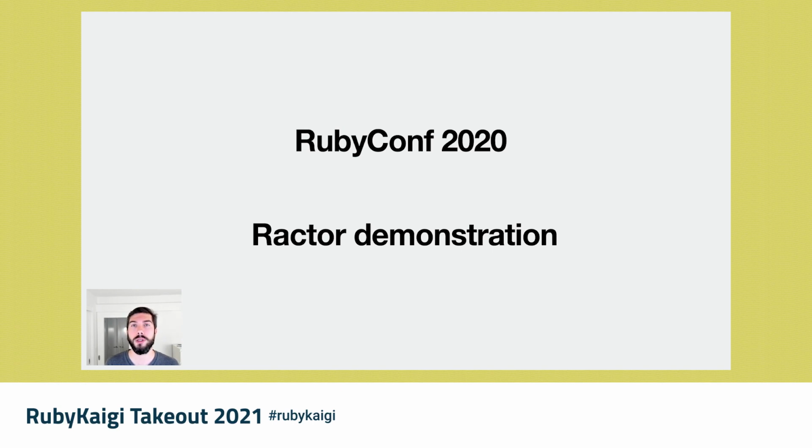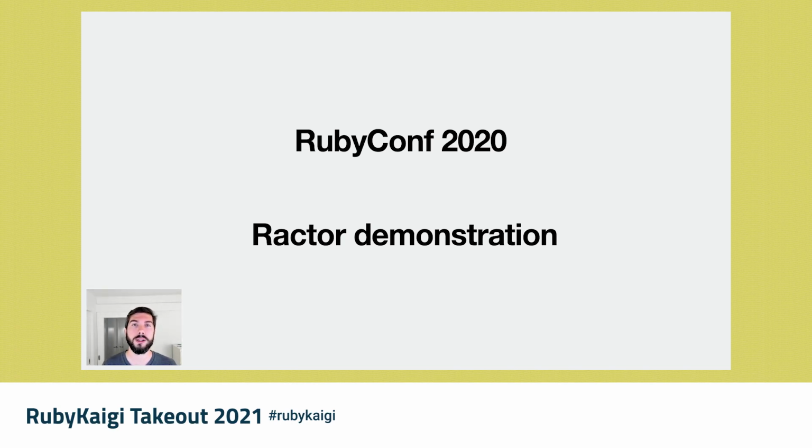During RubyConf 2020, we got the first Ractor demonstration by Koichi right before Ruby 3 was released. And one of the things that I really wanted to explore was whether building a parallel test framework using Ractors would be any different or provide any benefits with respect to our current implementations.